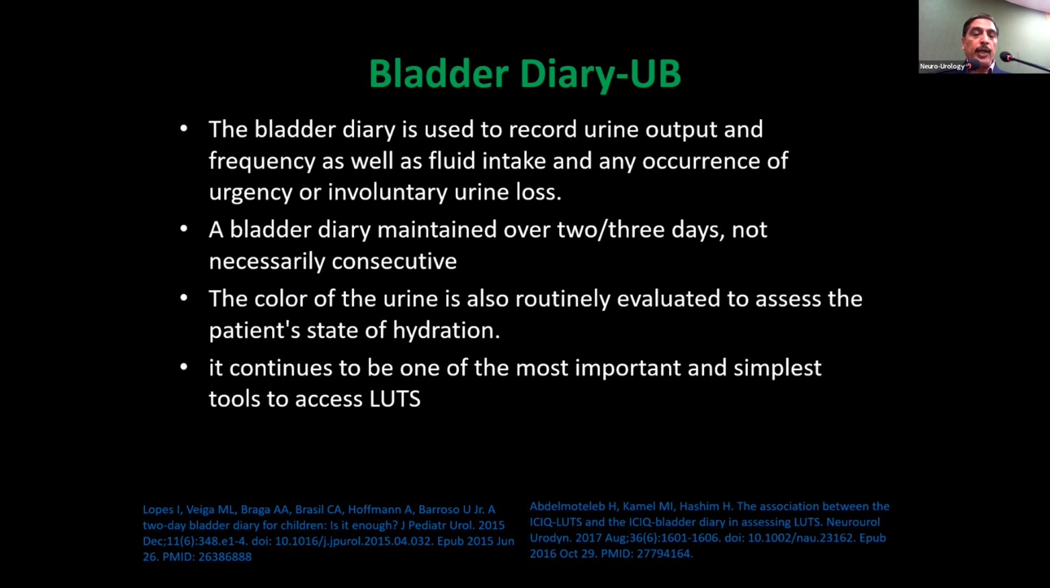Then comes the bladder diary. Bladder diary is used to record urine output and frequency as well as fluid intake, and any occurrence of urgency or involuntary urine loss. The bladder diary is maintained over 2 or 3 days. Sometimes it is not possible to maintain it for continuous 2 to 3 days. In that case, it is not necessarily kept on consecutive days. It can also be done in another way. The color of the urine is also routinely evaluated to assess the patient's state of hydration.